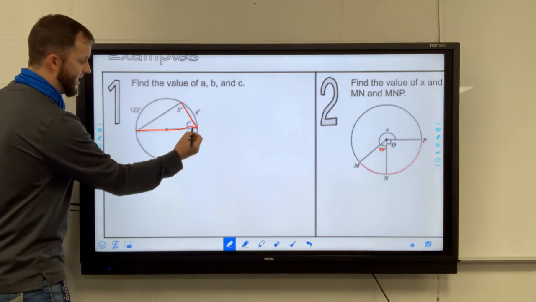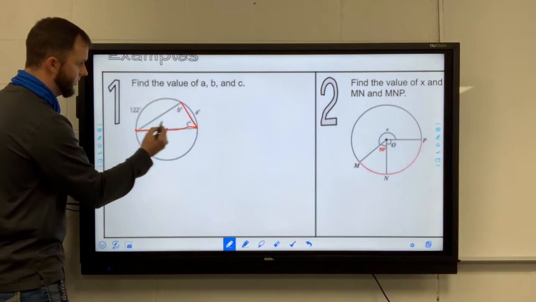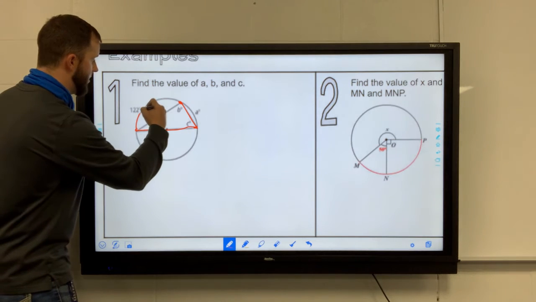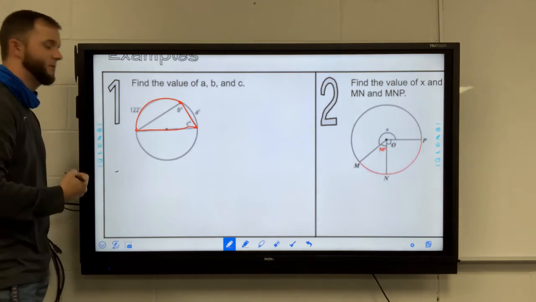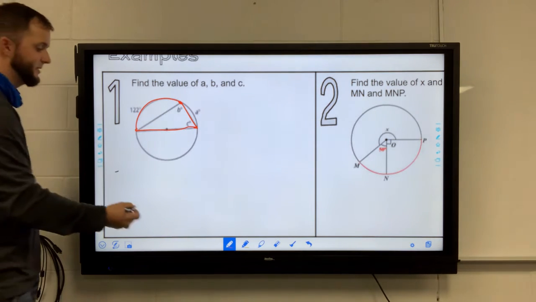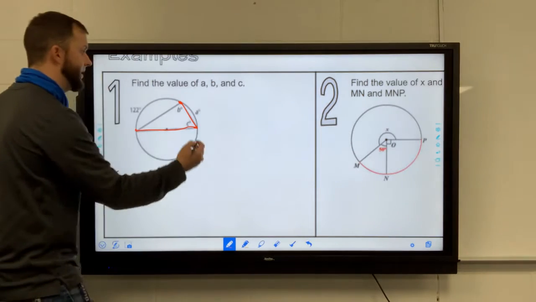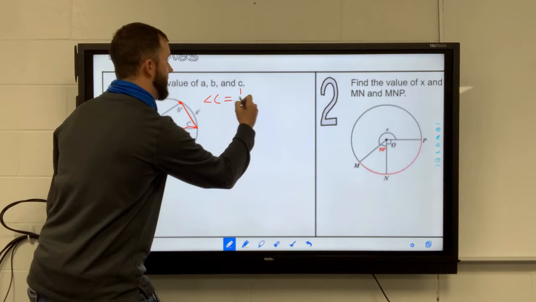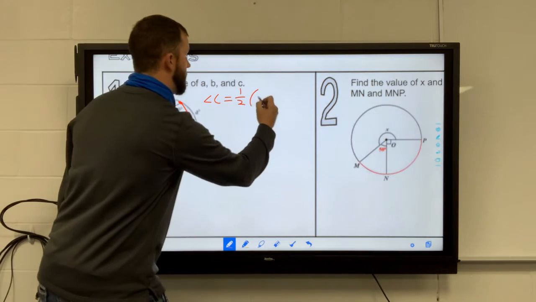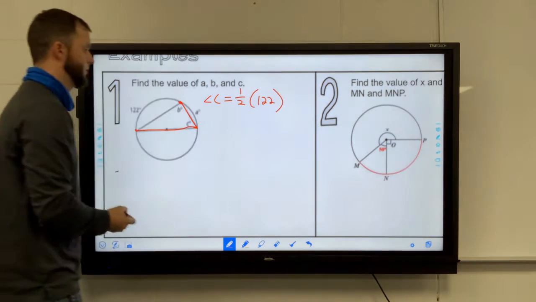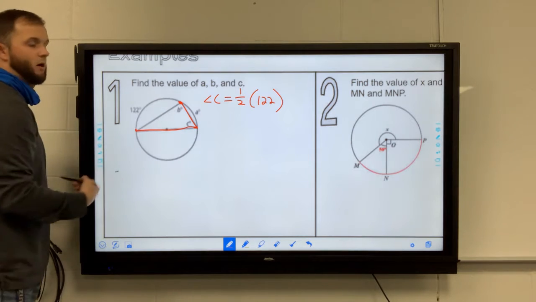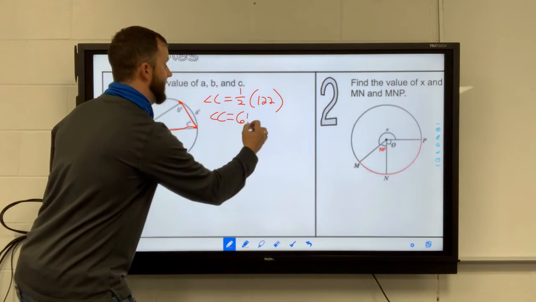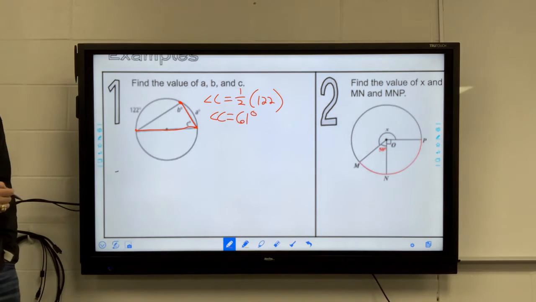So it looks like this line's going all the way over here to this point. This line's going all the way over here to this point. So that means from here all the way to here is going to be the intercepted arc. So in order for me to find angle C, angle C is going to equal 1/2 the measure of 122, because this is its intercepted arc. So angle C, if I take 1/2 of 122, is going to be 61 degrees.